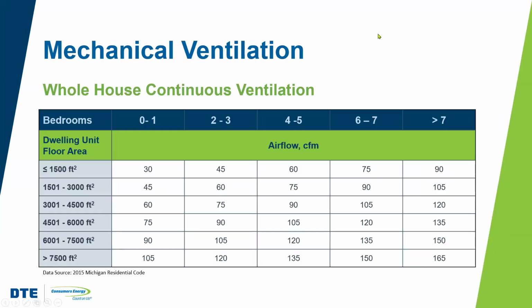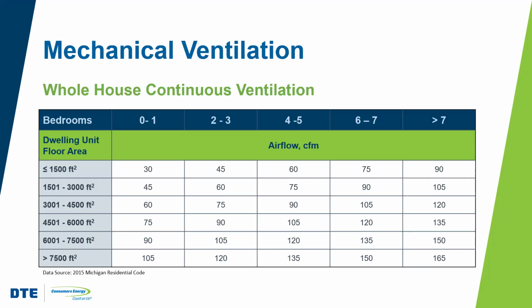The ventilation rate is based on the size of the house, again, and the number of people that are expected to be in the house. And we use as a representative of those numbers of people the number of bedrooms in the home. So again, here in Michigan, whole house ventilation is not required. It can be local, but it just has to be mechanical.